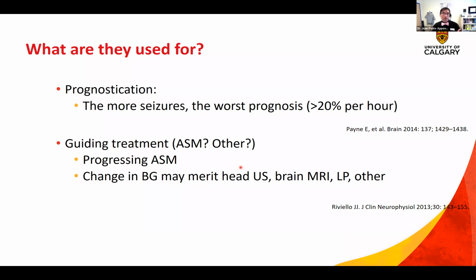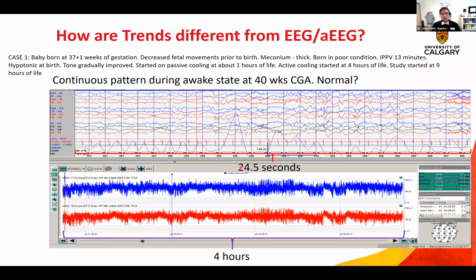And it is also guiding us in helping our patients with progression of anti-seizure medications, or if we see changes in the background, it may prompt us to go for MRI or ultrasound or LP or others. So I'm going to make it a little more interactive, and we will go over this.